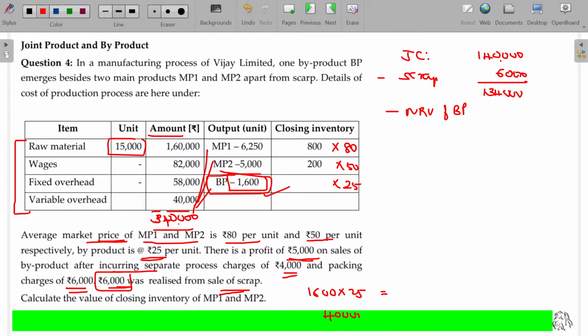40,000. Anyhow, the byproduct cannot be saleable as it is. For selling the byproduct, we have to do some other expenses. What are they? Separate process charges 5,000 and packing charges 6,000. So we have to spend process charges separately after the byproduct emerged. We need to spend another 4,000 rupees for processing further. Apart from that, before sale, it should be packed further, another 6,000 you have to spend. Now the ultimate value you will be getting here is 30,000. This is the NRV of the byproduct.